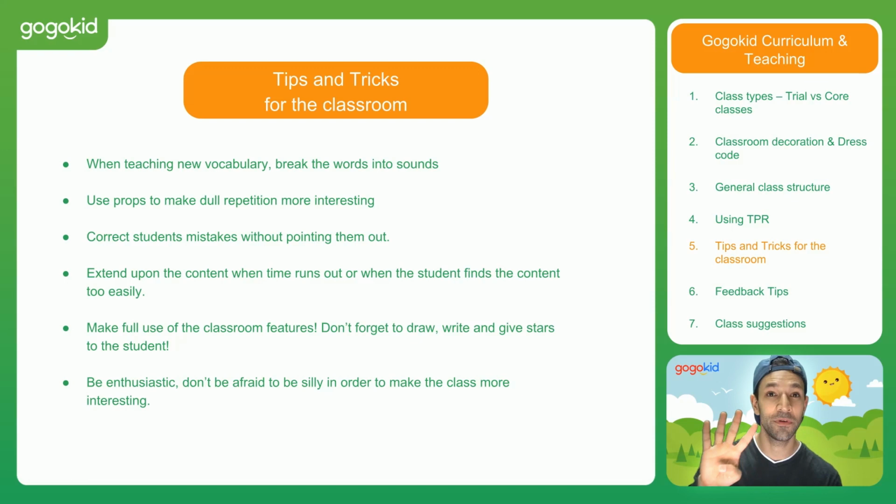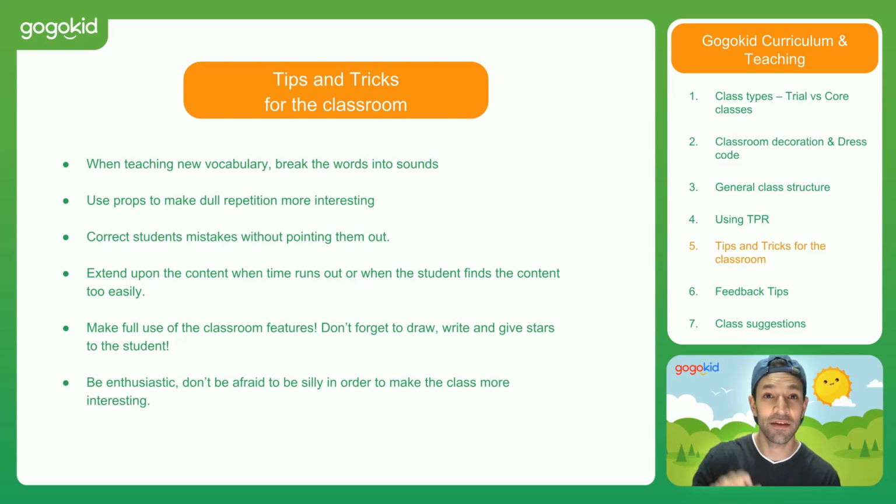Okay? Tip number 4. Extend upon the content in the slides when you run out of time or when the student finds the content too easy. So you can come up with your own activities or talk about something related to that topic. For example, if you are talking about sports and they've just learnt all the different sports that there are, maybe you can ask them, what sports do they play at school? Or you can ask them, what sports can be played in the water? What sports can be played in the park? Okay? So this is one way to extend upon the content.